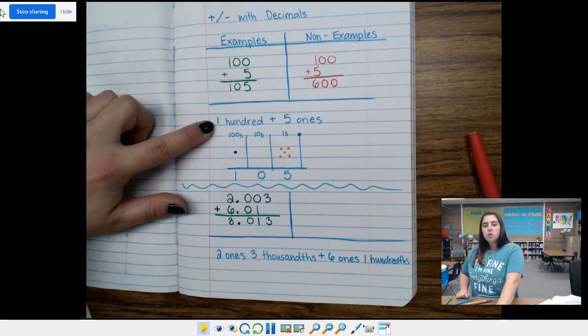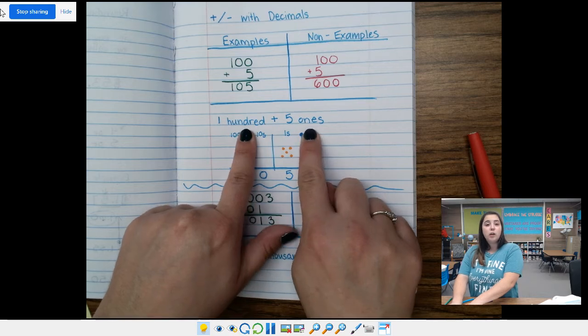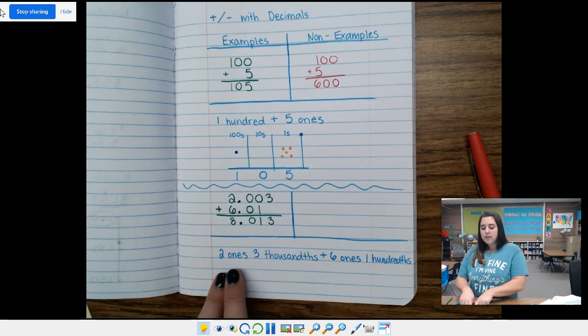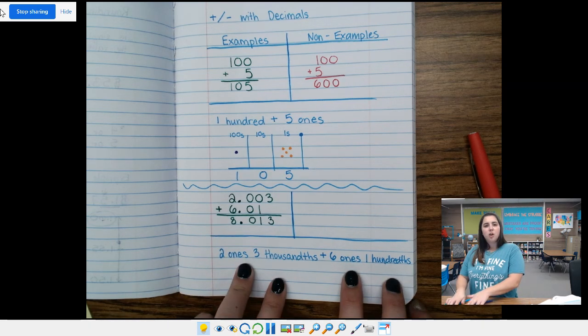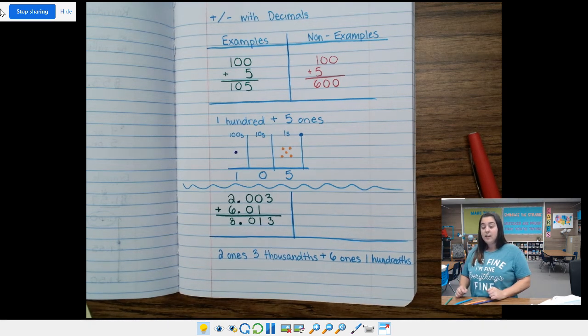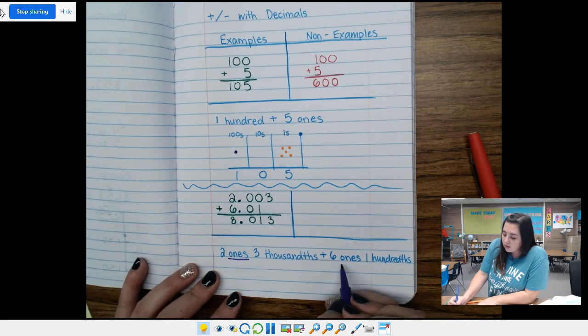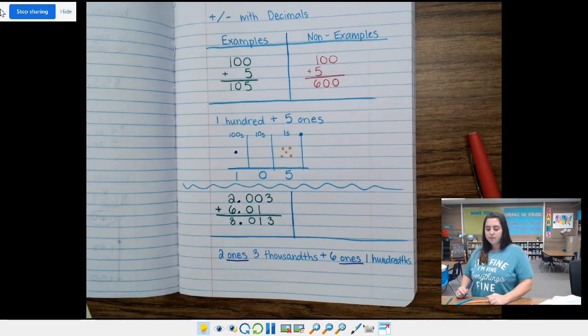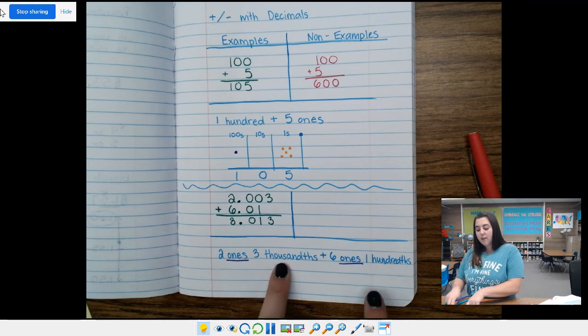Here's up top why these numbers didn't get added together. The 2 place values I was working with weren't the same. Down here, do you see any place values that the 2 numbers have in common? I do. I see ones and ones. Anything else? That's it. Thousandths and hundredths aren't the same place, so they can't be added together.